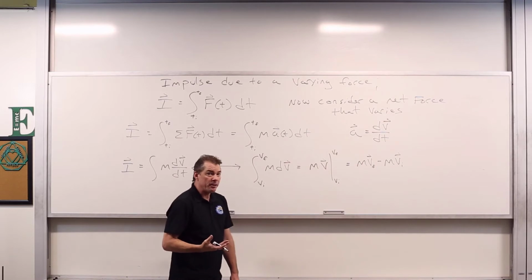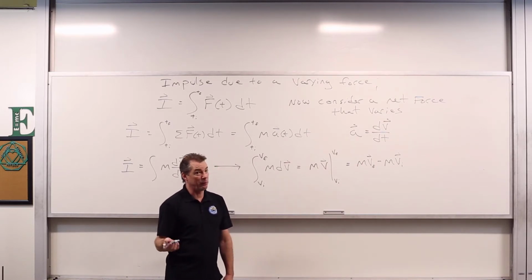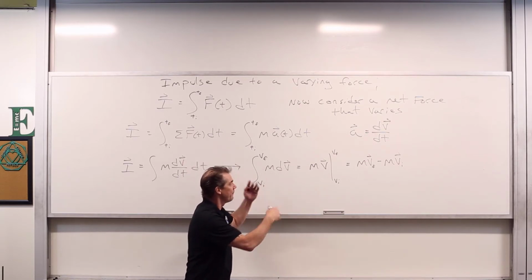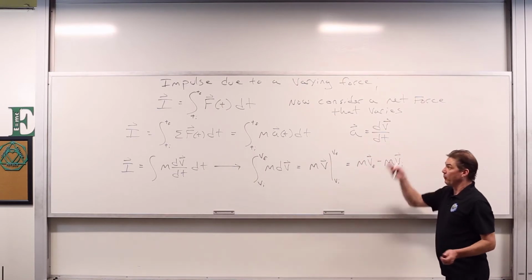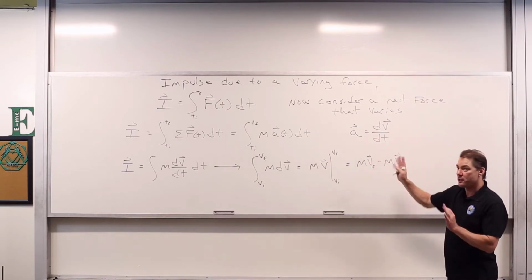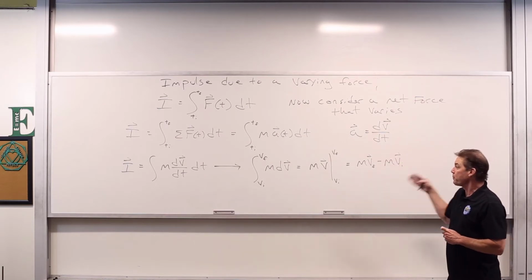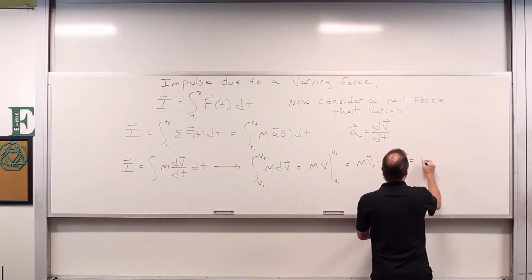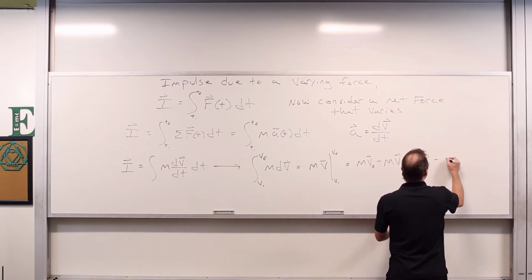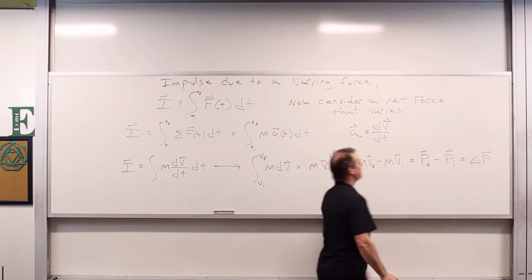Does that look familiar? I hope so, because that's the same thing that we got when we considered a constant net force. It all works out the same, which ultimately demonstrates to us that it doesn't matter whether the net force is constant or varying with respect to time. The impulse due to a net force produces an object's change in momentum, because this is p final hat minus p initial hat, which is equal to delta p hat.